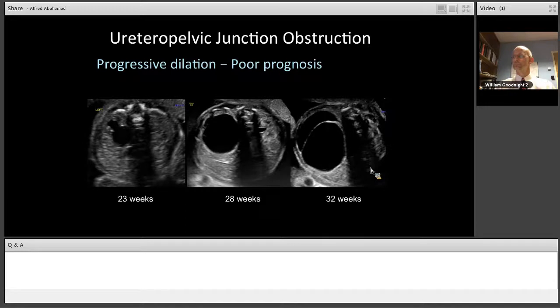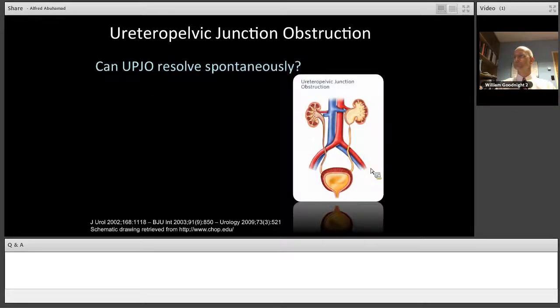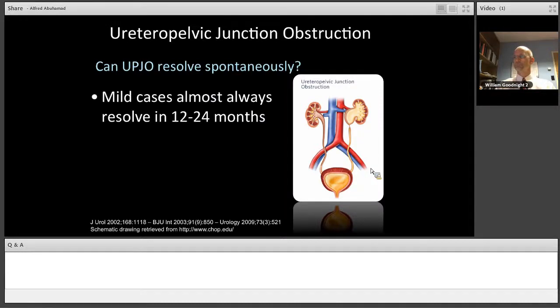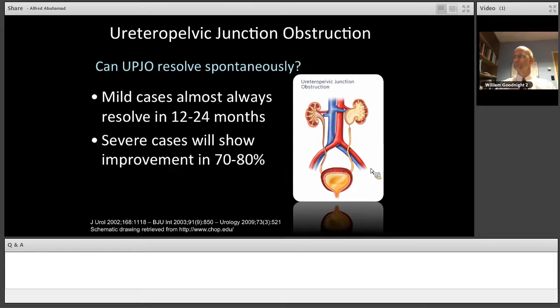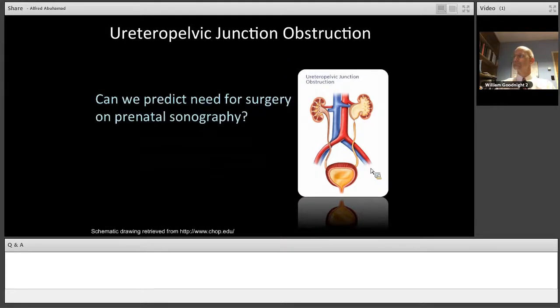However, if you see progressive changes during pregnancy, as you see in this patient between 23 weeks up to 32 weeks, that is a poor prognostic sign. And that is something that you should be worried about because of loss of function and certainly the need of surgery afterwards. Can UPJ obstruction resolve spontaneously? In the majority of cases, yes, if they are mild. And certainly severe cases will show some improvement in about 70 to 80% after the fetus is born.